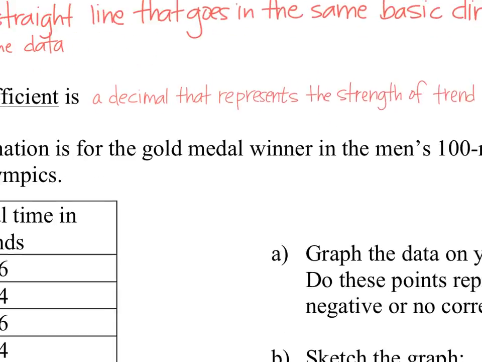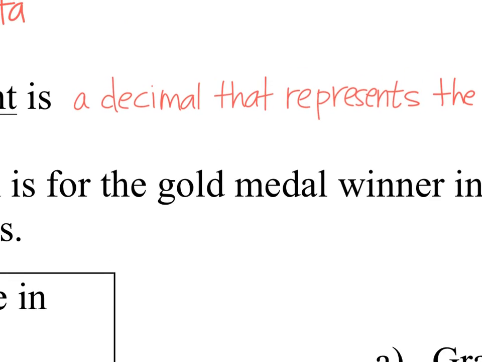And if R turns out to be positive, so if it's greater than 0 and less than or equal to 1, it will never be higher than 1. 1 would be the highest because 1 would represent 100% perfection. So if it's between 0 and 1, it means it's a positive trend. That means your line is going up.